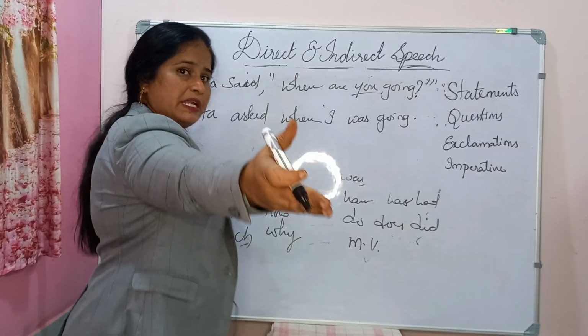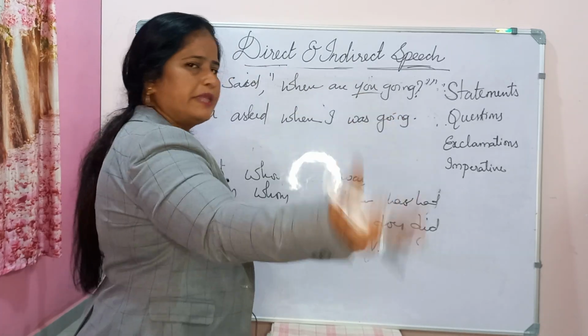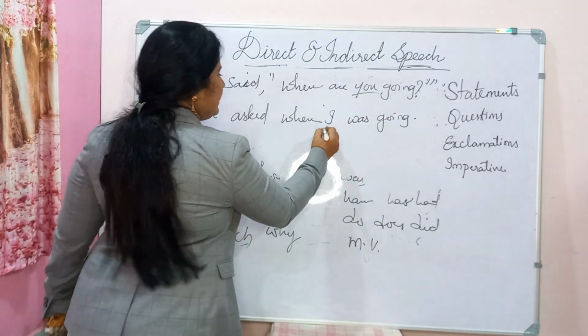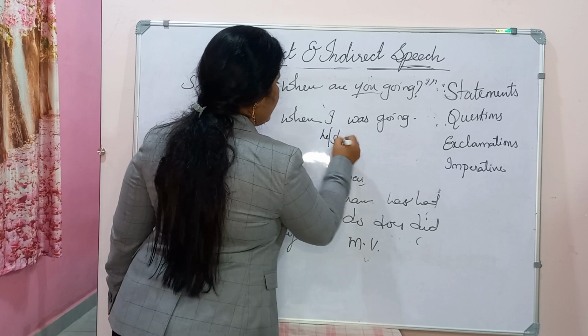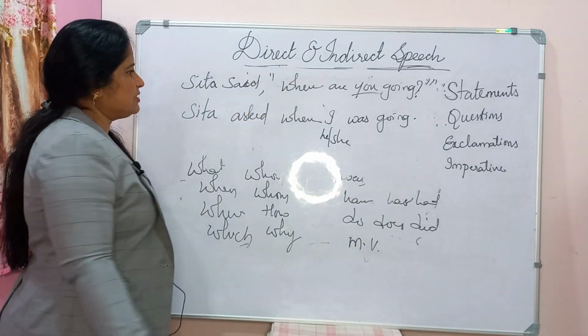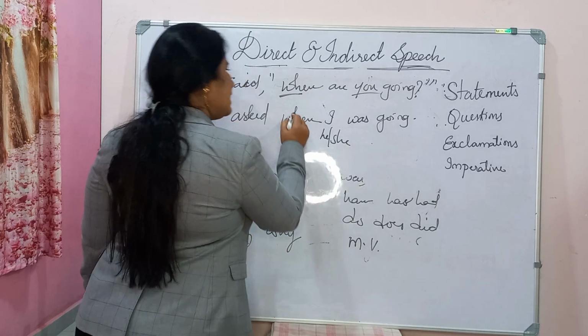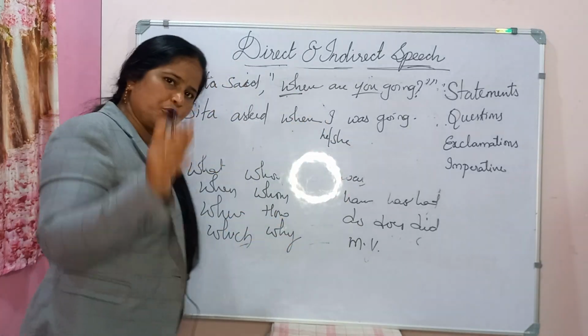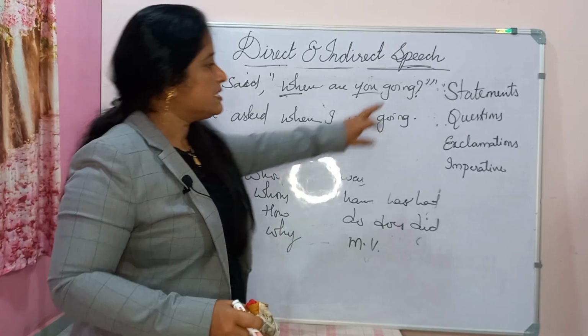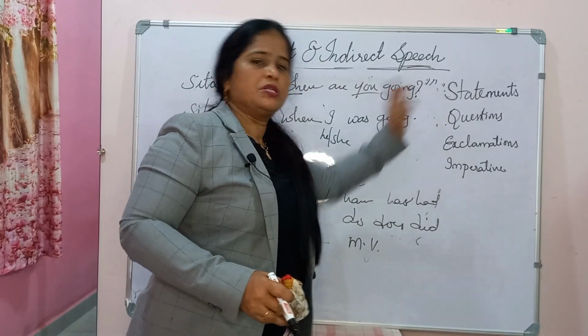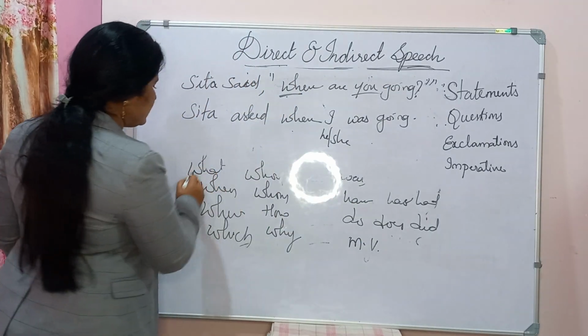So if it is somebody else there, like your neighboring friend, then it is he or she, where she was going. Likewise it will be. All these question words will change into statements, and the question remains a question. The same question is conveyed, but in the form of a statement. This question will change into a statement. That happens with all of this.